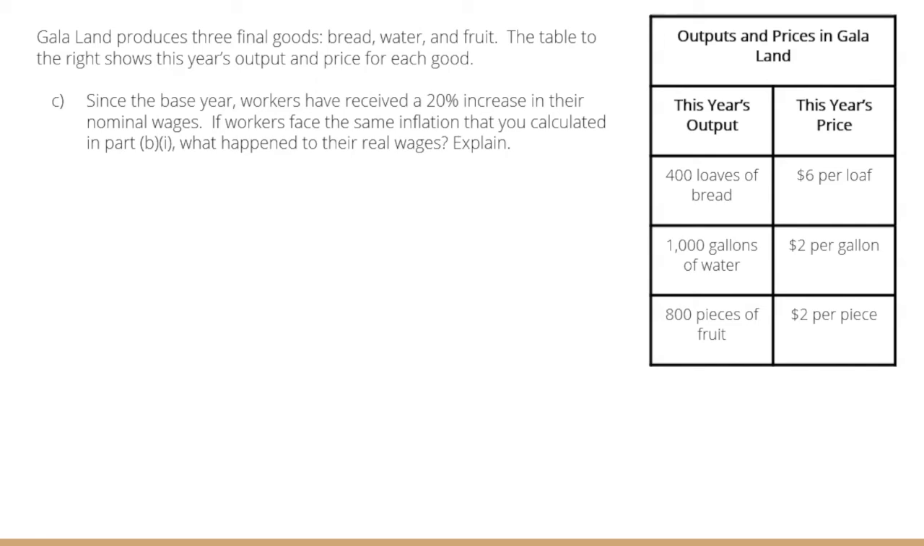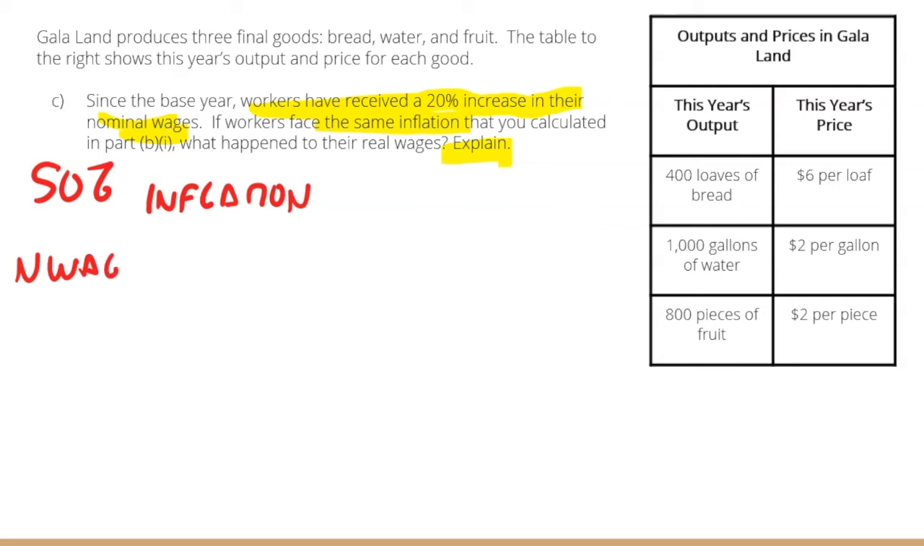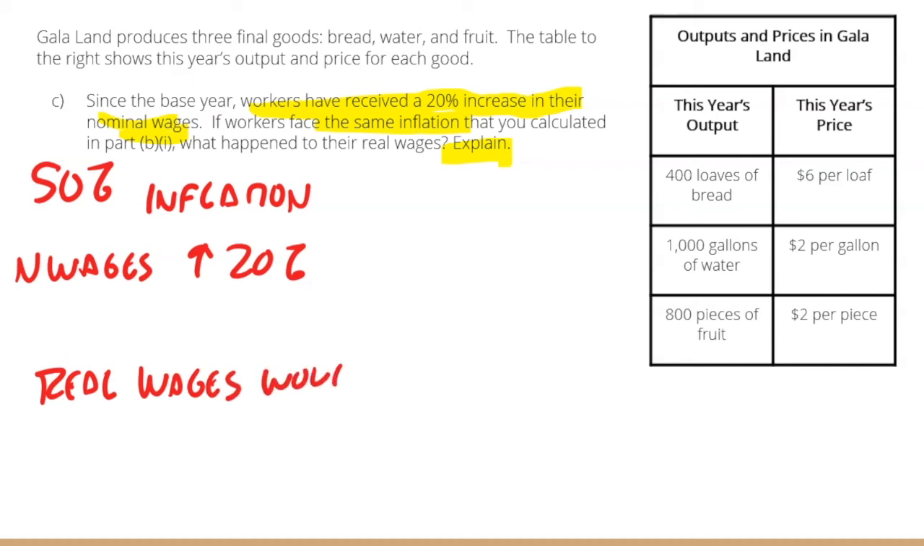All right, so part C says, workers have received a 20% increase in their nominal wages. If the workers face the same inflation that they calculate in part B, what happened to their real wages? Explain. Well, here we calculated that there was a 50% inflation rate in part B1. And so if their nominal wages increased by 20%, but we have 50% inflation, their real wages would fall.